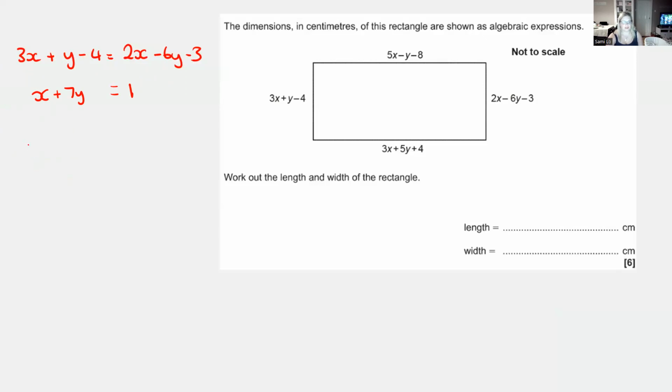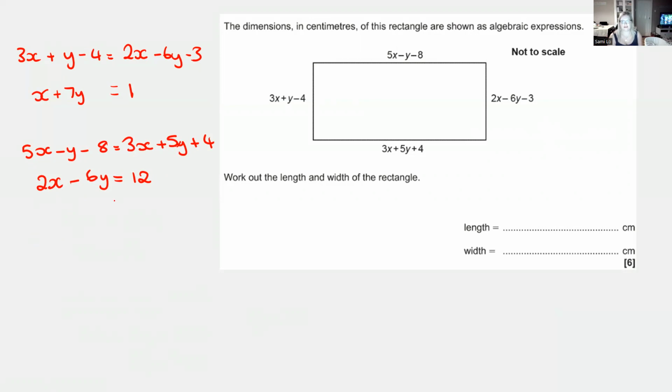And then the other one is 5x minus y minus 8 is equal to 3x plus 5y plus 4. That's going to really annoy me. So here we go. So chuck the 3 over, it gives me 2x. Chuck the 5 over is minus 6y. Chuck that over to the other side is 12. Okay, so those are my two statements now.